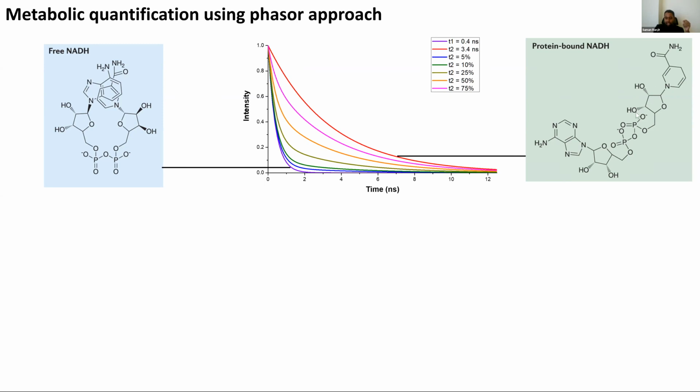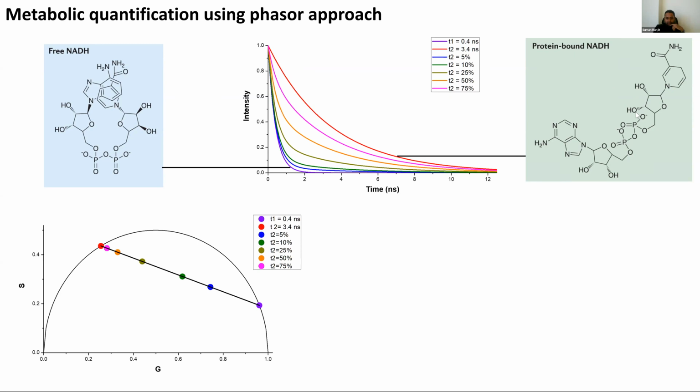protein bound NADH. However, in phasor terms, that's different, because once you calculate the phasor positions of these decays, you see a much larger change in the phasor space, because in phasor, this is a tangential scale. So changes here, this is 0 to 0.4. Here it would be 2 to 3.4. So it's a very small shift in this direction, very large shift in this direction.